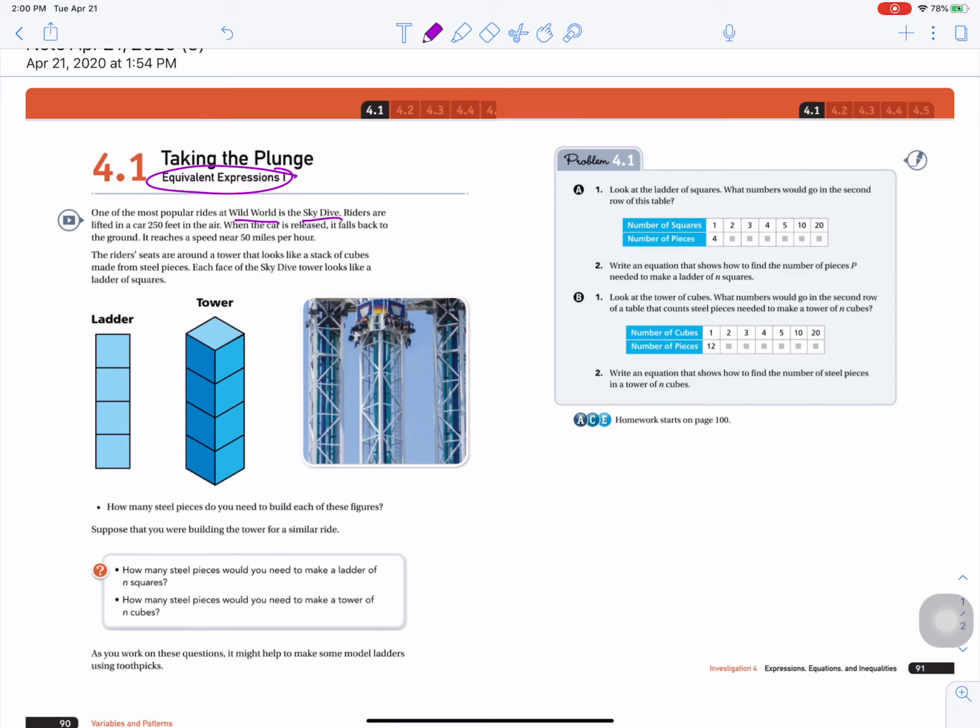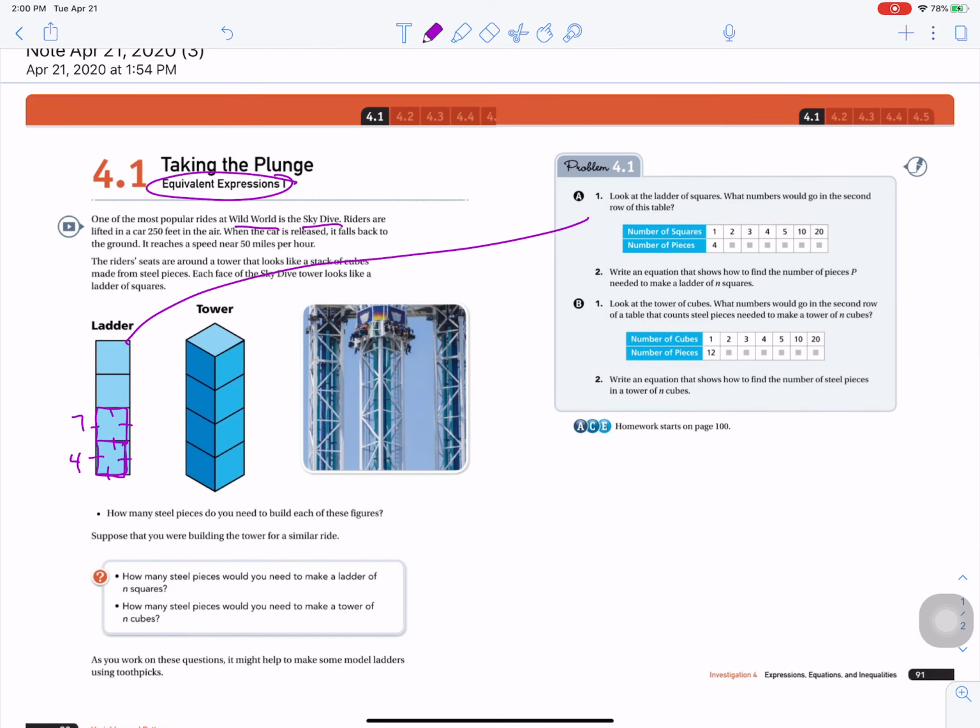All right, so the question is, how many steel pieces would we need to build each of these figures? And so you can see we can have a ladder. If you were to count up that ladder, if you just had one box of the ladder, right here, you would need 1, 2, 3, 4 pieces. If you had 2 boxes in the ladder, you need 5, 6, 7. So for part A, this is all about the ladder. We know that there would be 7 pieces for 2.